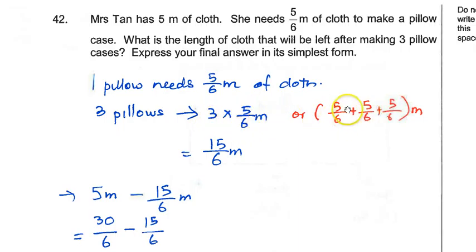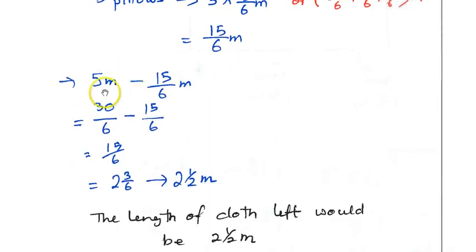Which is something like this: 5/6 plus 5/6 plus 5/6, or you just take 3 times 5 on top, which is 15 over 6. Now take a look. All she has at first, minus 15 over 6, what she used to make pillows. You minus them together, you get 15 over 6, which is 2 and 3 over 6. Convert into simplest form. The simplest form is 2.5 meters. The length of cloth left would be 2.5 meters.